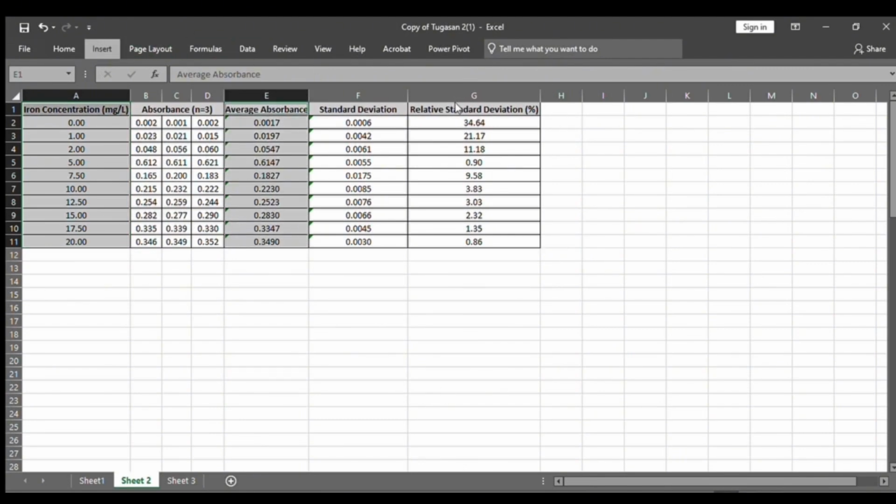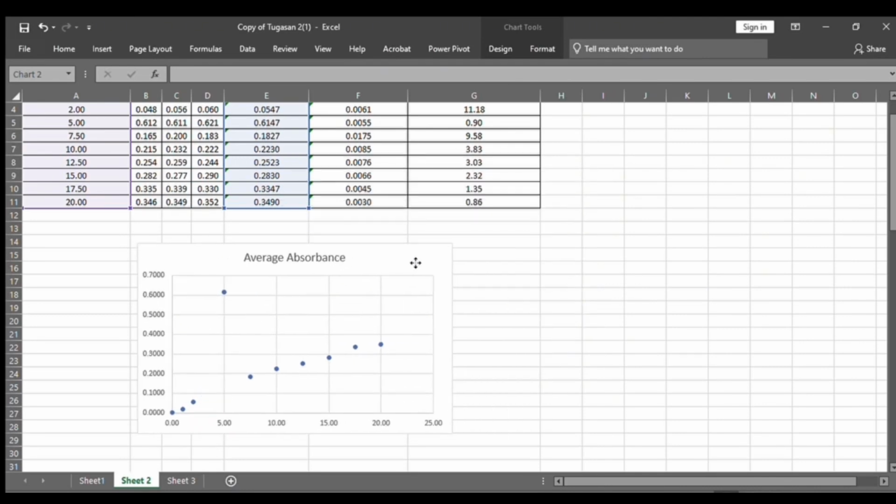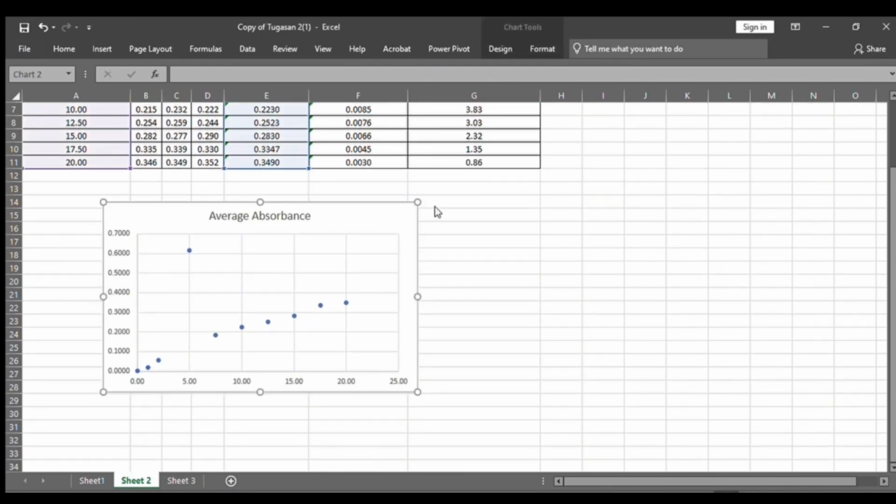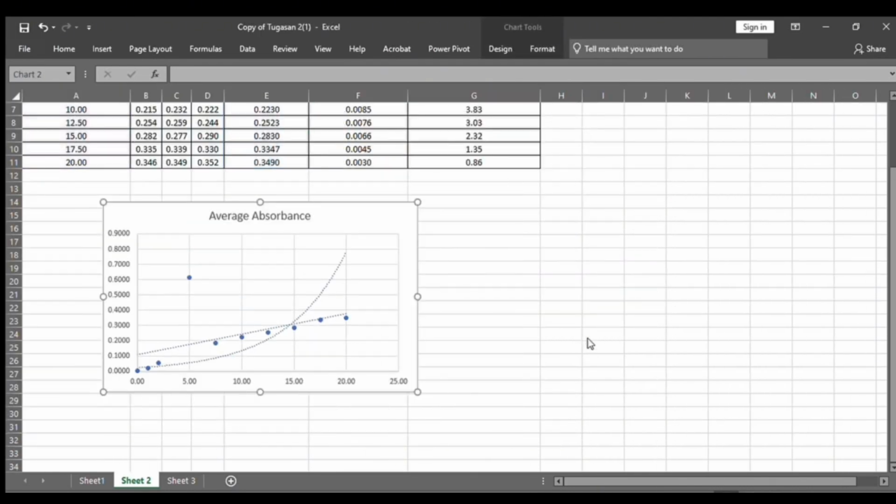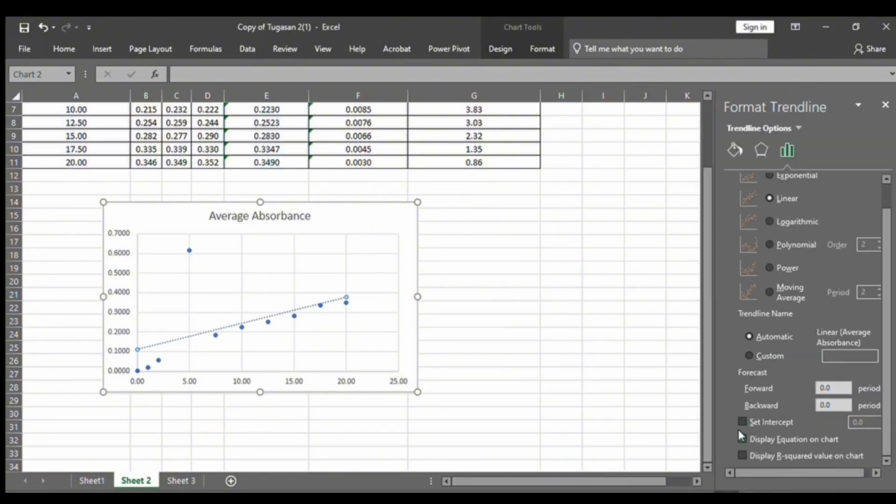And to plot the scatter plot graph, we just highlighted the ion concentration part and then the average absorbance part. And from there, we generated the scatter plot graph for our question.